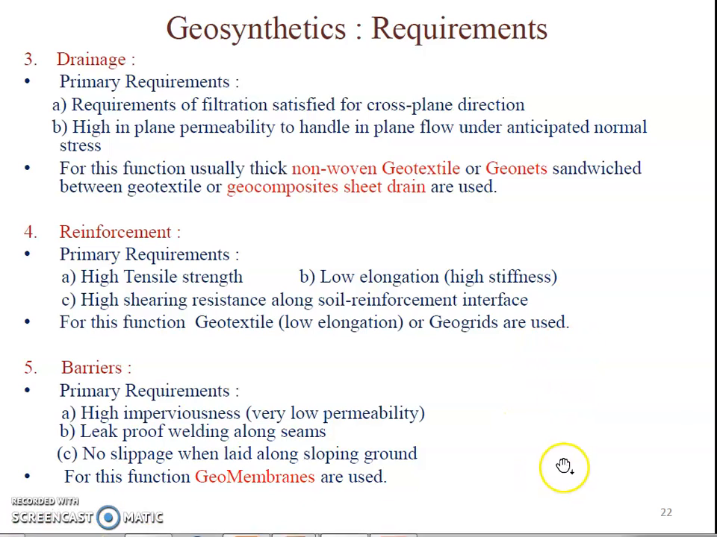Then the fifth type is geosynthetics used as barriers. We know that a barrier is always a separator. If we use it as a barrier, then it should have high imperviousness, meaning very low permeability, and it should always be leak proof, with welding along the seams and no seepage when laid along sloping ground.